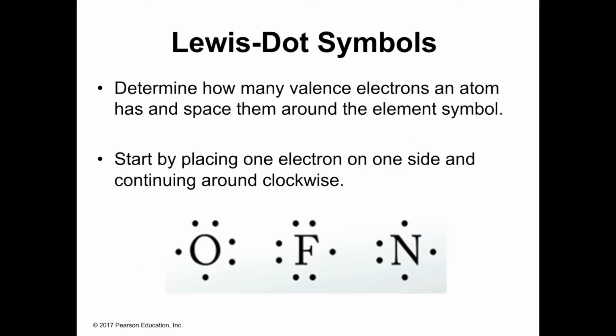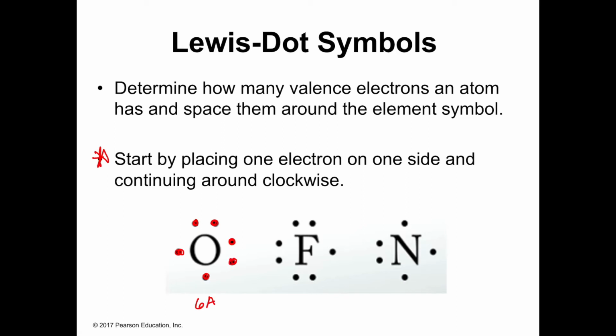Okay, so we're always going to determine how many valence electrons an atom has and then space them around the element symbol. If we look at oxygen, oxygen is in group 6A, and that tells us that oxygen is going to have 6 valence electrons. This is my helpful hint to you: start by putting 1 electron on each side and then continue around clockwise. So we would put 1, 2, 3, 4, 5, 6.